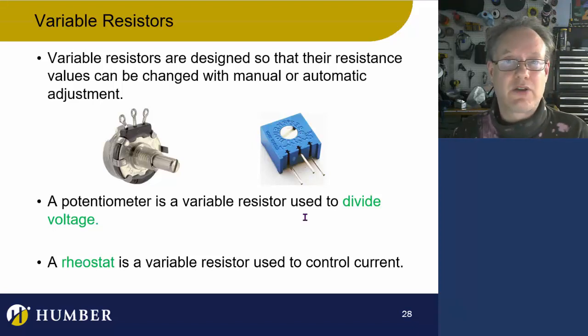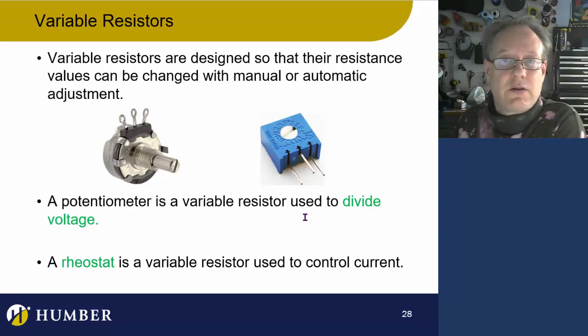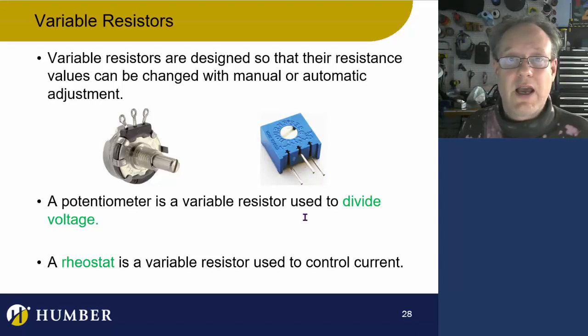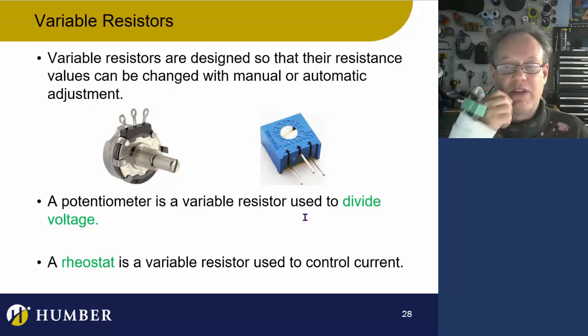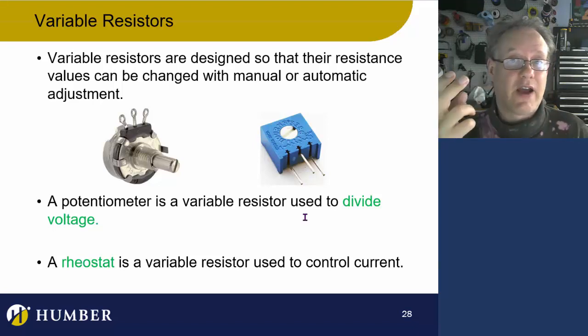Also, timers. Timers are really cool. Timers use variable resistors called potentiometers. So really cool. So they can be used as voltage dividers or current dividers. Pretty cool. And there are different names for these things. One is called a rheostat, and the other is called a voltage divider.